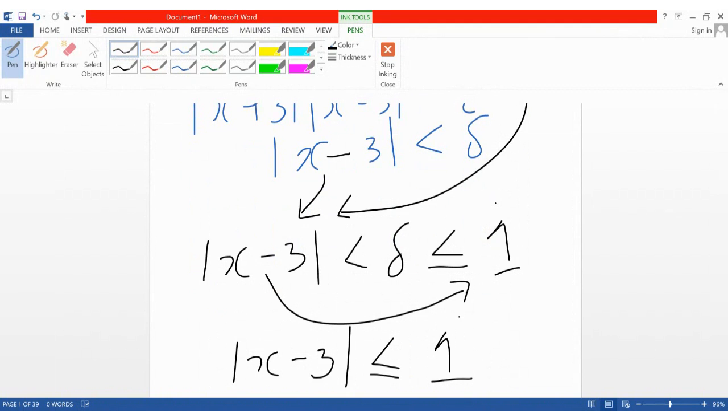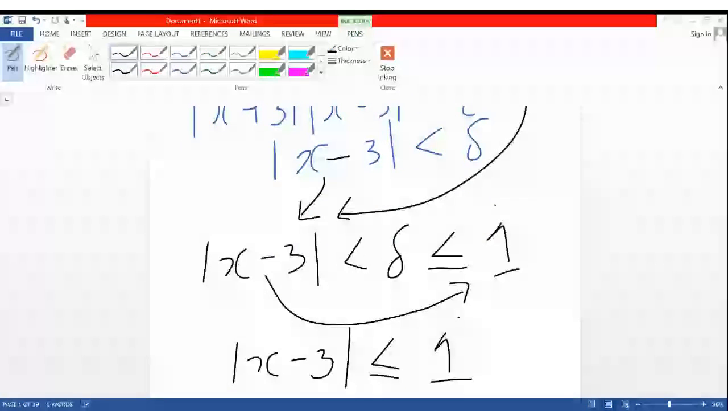I've not understood your question. But is it clear? The magnitude of x minus 3 is less than delta. But again, delta is less than or equal to 1. So it can only mean that the magnitude of x minus 3 has to be less than or equal to 1.